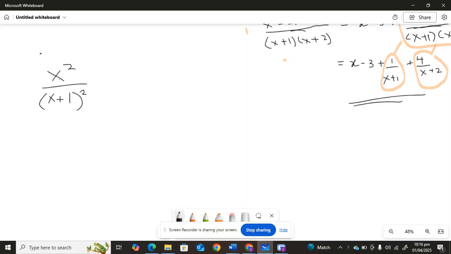Okay, so we've got this expression here. We need to put it into partial fractions. Colleagues, the first thing we need to do is determine whether it's a proper or improper fraction. So just by looking at it, colleagues, is this proper or improper?